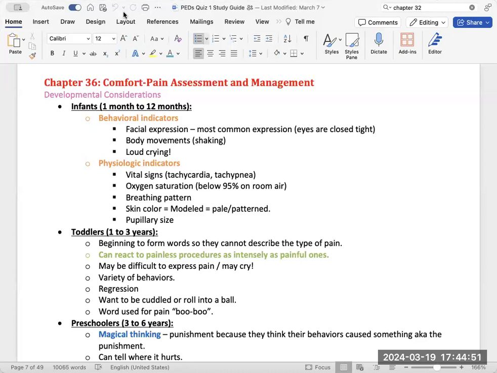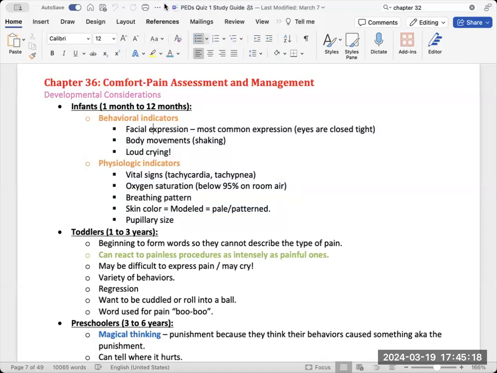Physiological indicators would be vital signs such as tachycardia, tachypnea, oxygen saturation below 95% on room air, an altered breathing pattern, skin color, such as if it's mottled or if it's pale, and pupillary size can also tell us if the baby is in pain. You will need to know this. You will definitely be asked about this.